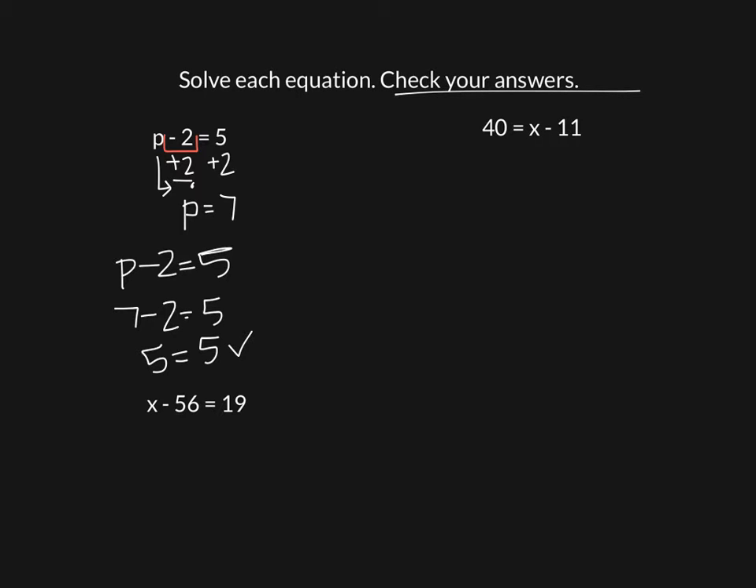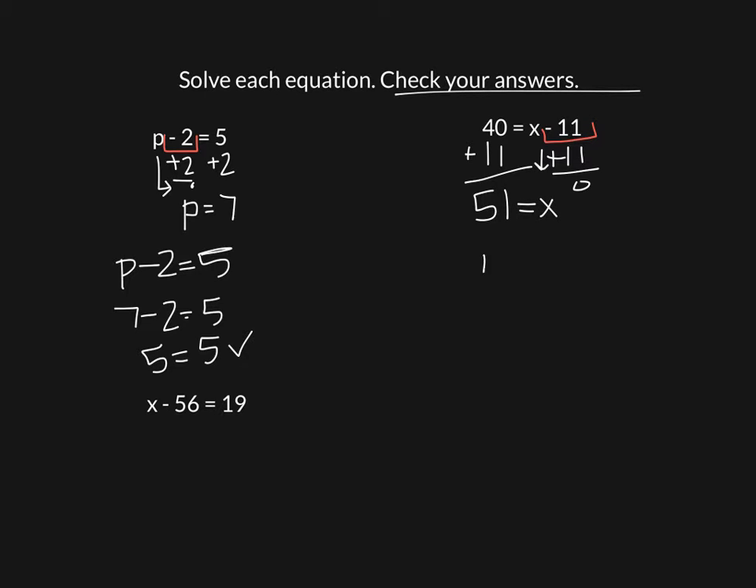Okay, so here again, I'm looking at this minus 11 as like a negative 11. So I need to add 11 to both sides. So here I'd get 51. Here I'd get 0. So I bring down my x. I know that x equals 51.